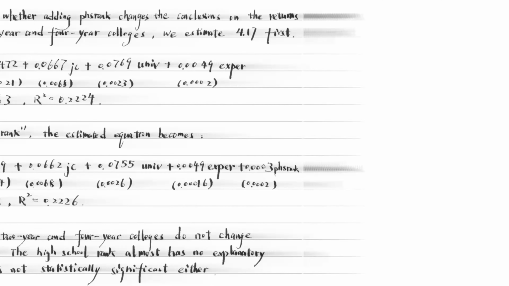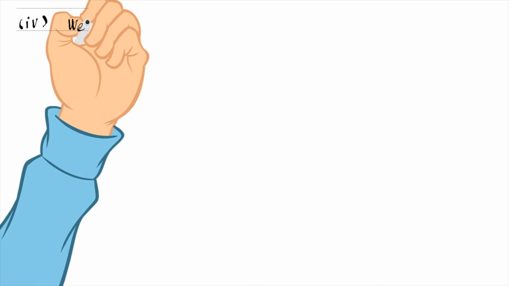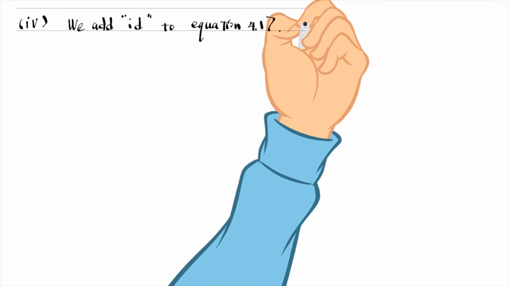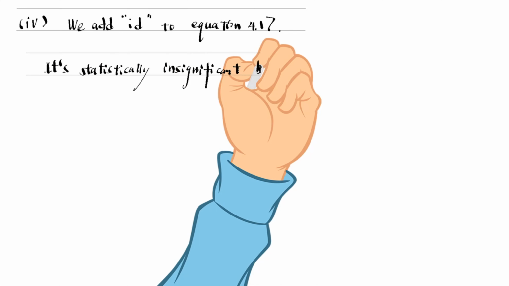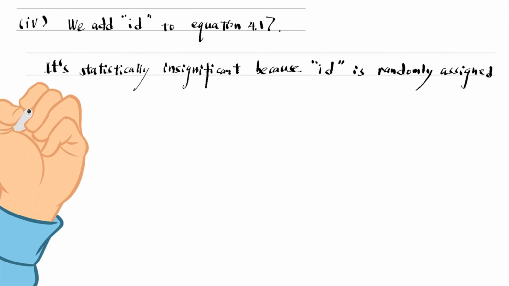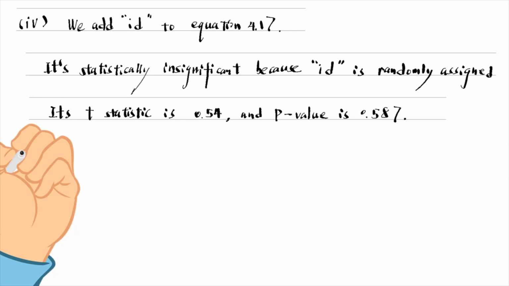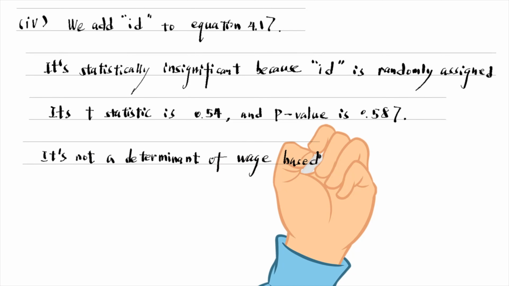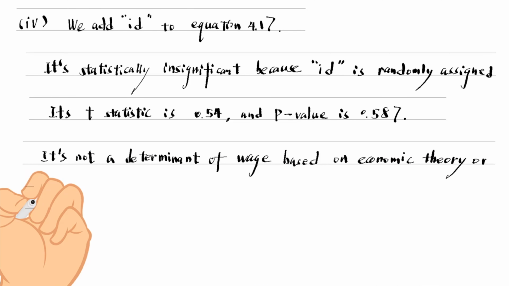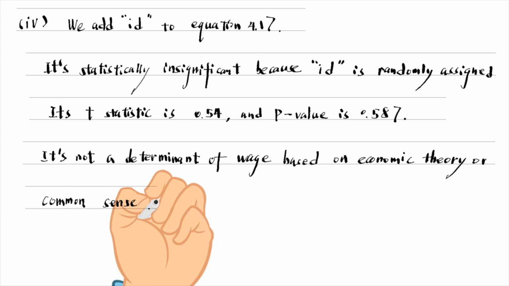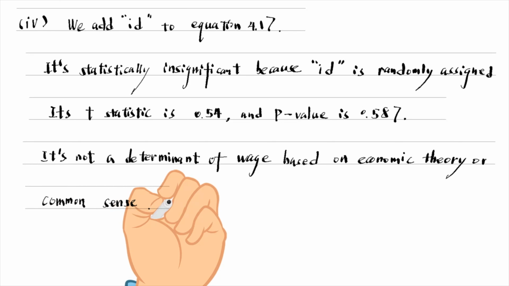For the fourth part, we add the variable ID to equation 4.17. We find that it is statistically insignificant at any conventional level. Its t-statistic is 0.54 and its two-sided p-value is 0.587. The reason is that the variable ID is randomly assigned to people. It is not a determinant of wage based on economic theory or common sense.